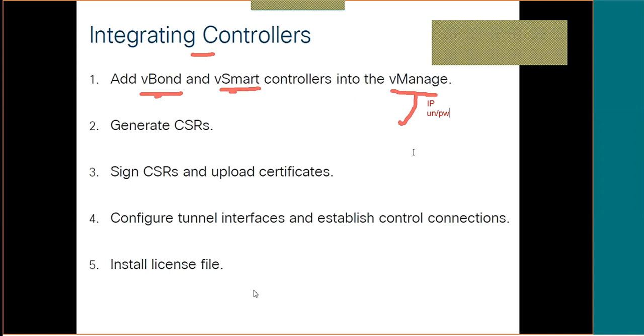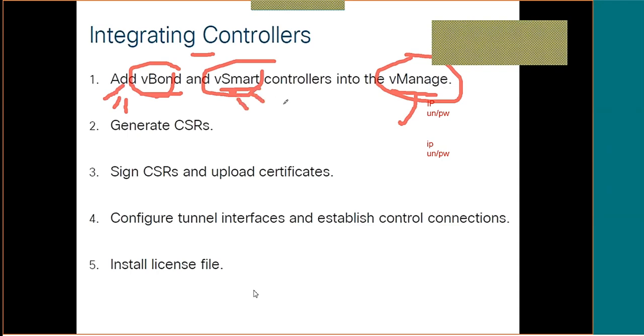Similarly, the vSmart IP address to connect, the username to log in, and the associated password. So in vManage, we are manually whitelisting each controller by providing the controller IP address and associated login credentials. So vManage is initialized, vSmart is initialized, vBond is initialized. I gave VPN 0, VPN 512, and system settings to each. Now vManage knows there is a vSmart in the network, and vManage knows there is a vBond in the network.